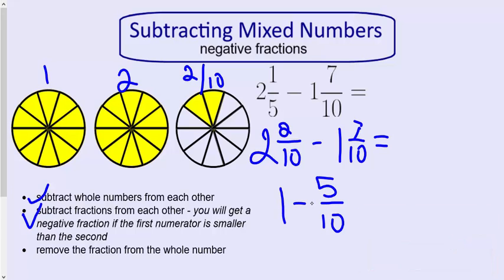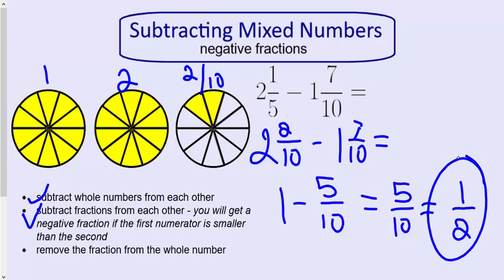1 minus 5/10, well, 1 is equal to 10/10. 1 minus 5/10 is going to be 5/10. And I want to reduce that fraction to 1/2. So 2 1/5 minus 1 and 7/10 is going to be equal to 1/2.